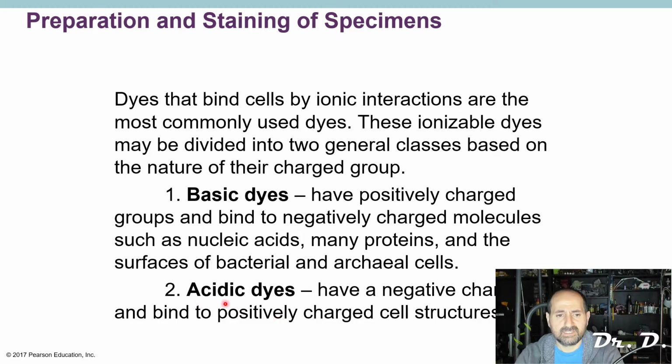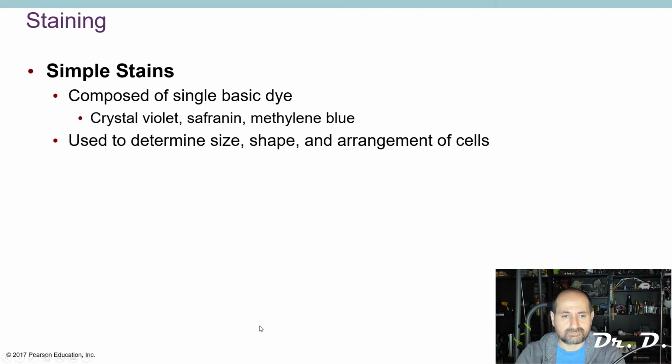On the other hand, acidic dyes are still useful, but they're not going to stain the whole cell usually. They will stain specifically negatively charged portions of the cell. Does that make sense? Sorry, they will stain positively charged portions of the cell. I almost got myself backwards. So acidic dyes will not stain the whole cell usually, but they do stain anything in the cell that's positively charged. Does that make sense?